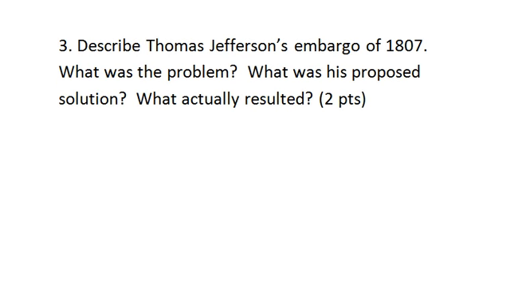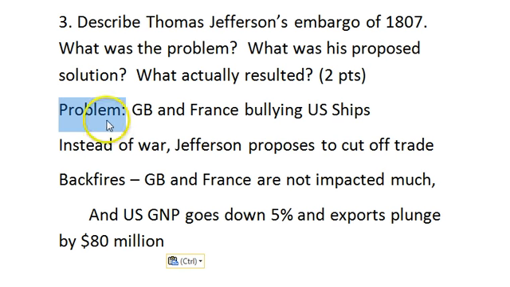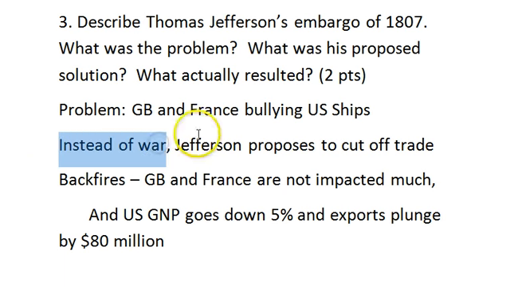It asked you to describe Jefferson's embargo of 1807, what was the problem, what was his proposed solution, and what actually resulted. So here's the problem. Great Britain and France were bullying U.S. ships. Instead of going to war, Jefferson was looking for something less profound than that. And so he says, let's cut off trade with Great Britain and France. The idea is that he's going to convince Great Britain and France to stop bullying U.S. ships because they care about commerce with the U.S.